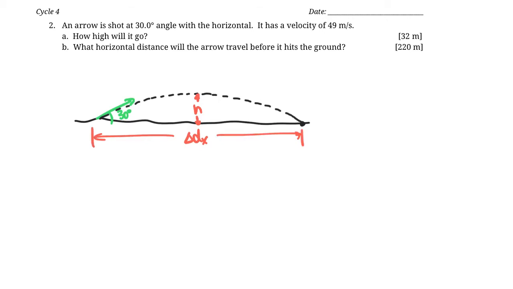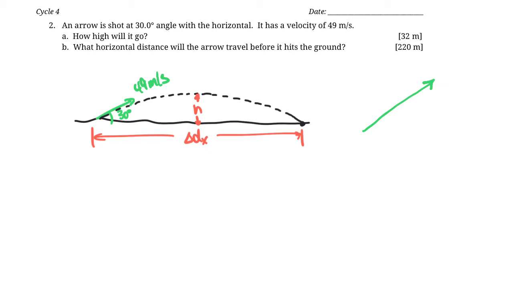So how do we find these things? Well, again, we have to break it up into the components of motion, the x component and the y component. Unfortunately, we were only given an initial velocity in terms of an angle, 30 degrees, and it was 49 meters per second at that angle. Luckily, we've covered in this course how you can find the components of a vector.